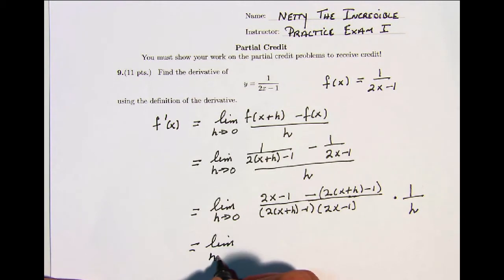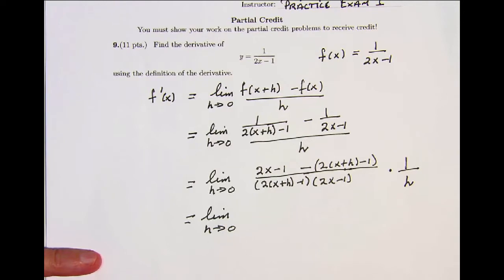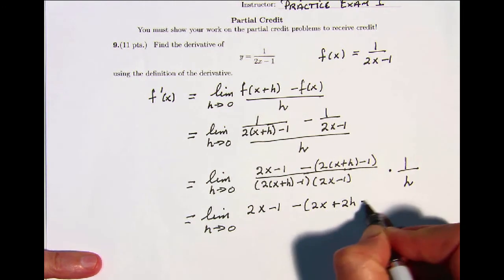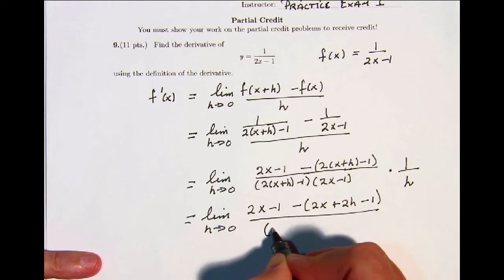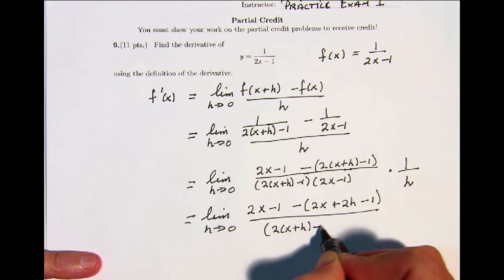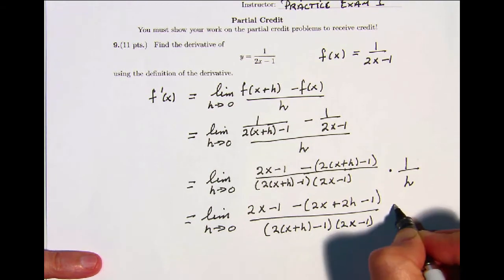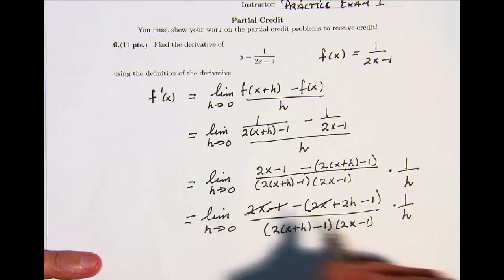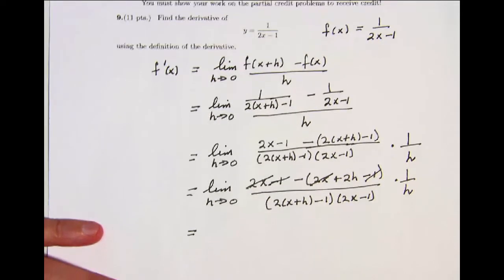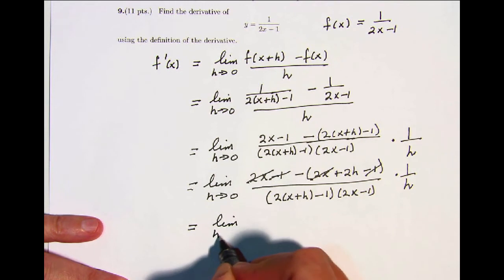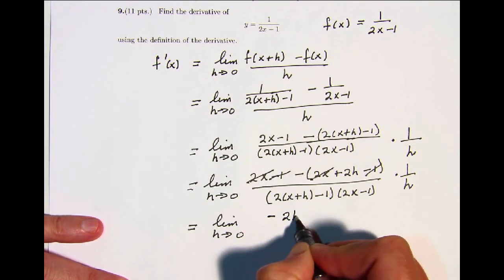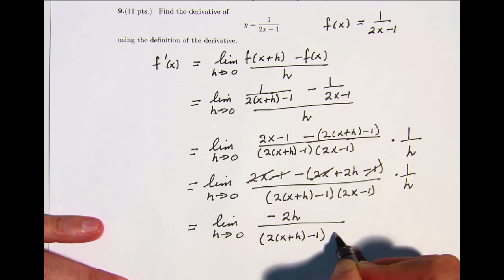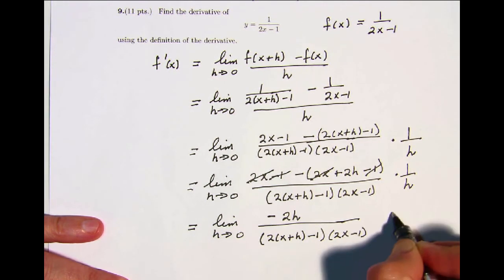So expanding this a little, I get that that's the limit as h goes to 0 of 2x minus 1 minus 2x plus 2h minus 1. And we see here that the 2x will cancel, and also the minus 1 will cancel. So this is the limit as h goes to 0 of minus 2h over 2 times x plus h minus 1 times 2x minus 1 times 1 over h.